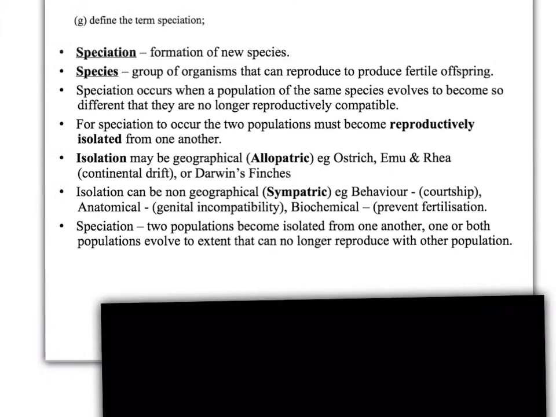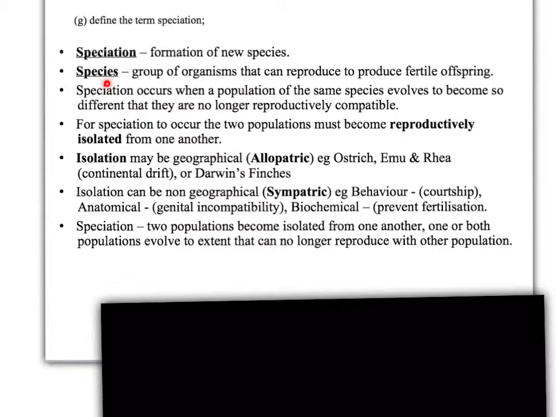So this introduces an idea of how new species form, which is a word, speciation, you might not have come across before, which very simply means formation of new species. First of all, if we define the term species, you've probably looked at this in the classification unit, a group of organisms that can reproduce and produce fertile offspring is the way that we define species.